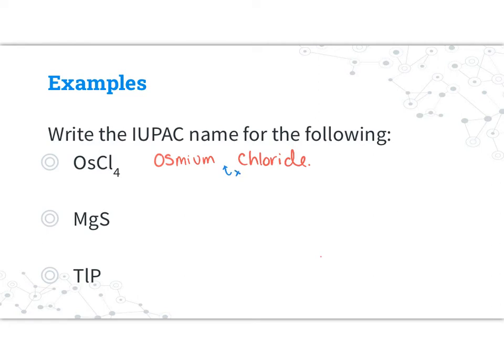There are no mono, di, tri, tetra because I can always figure out how many chlorines I need based on the charges. All right, MgS. Mg is magnesium. Magnesium only has 1 charge. So again, I do not need brackets.